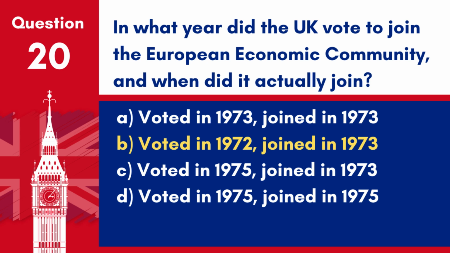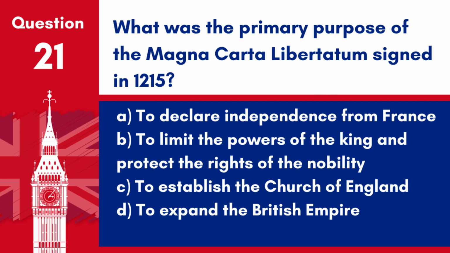Answer. B. Voted in 1972, joined in 1973. The UK voted to join the European Economic Community in 1972 and officially became a member in 1973. Question 21. What was the primary purpose of the Magna Carta Libertatum signed in 1215?